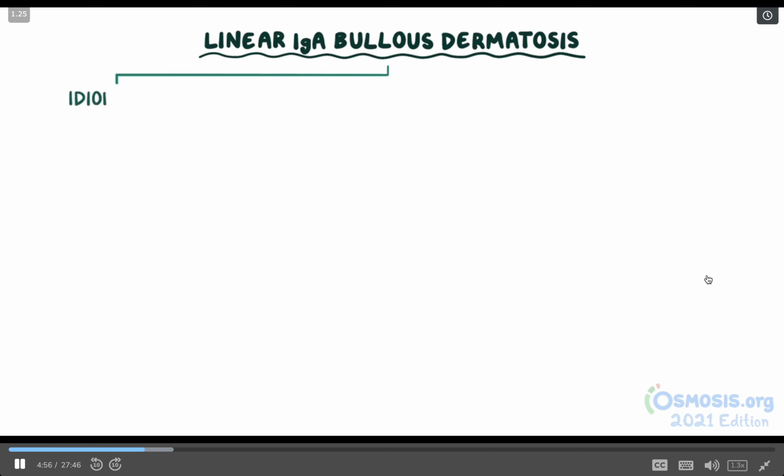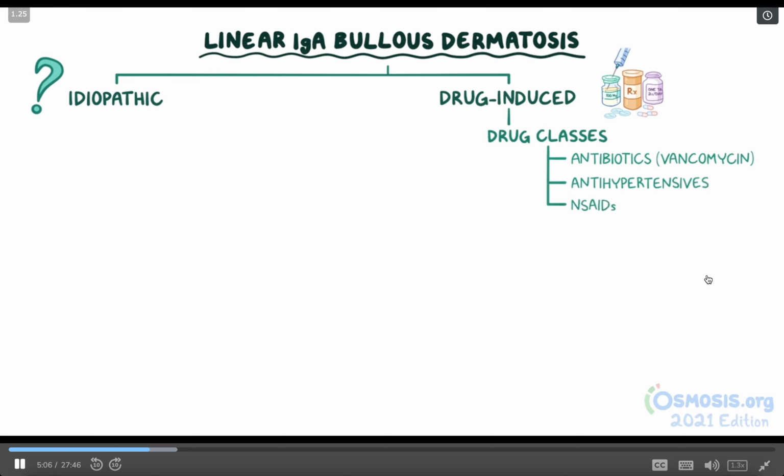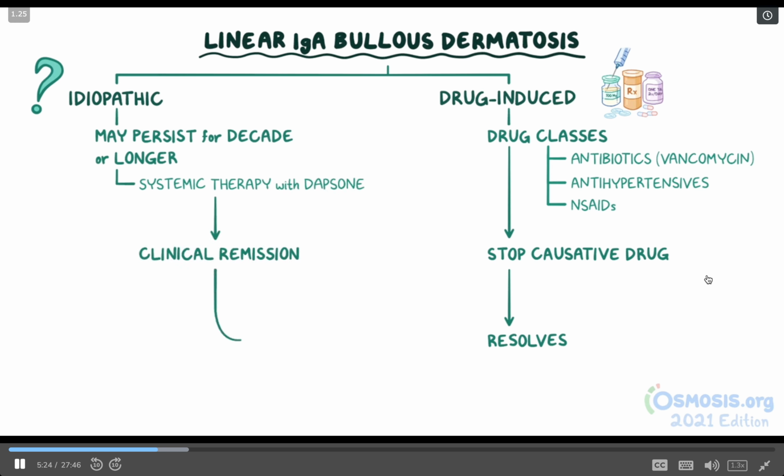This disorder may be idiopathic or drug-induced. Some drug classes that cause this include antibiotics like vancomycin, antihypertensives, and NSAIDs. Drug-induced linear IgA bullous dermatosis often resolves after stopping the causative drug. On the other hand, idiopathic cases may persist for a decade or longer, and thus systemic therapy with dapsone is generally required until the individual shows clinical remission with gradual tapering toward treatment cessation.